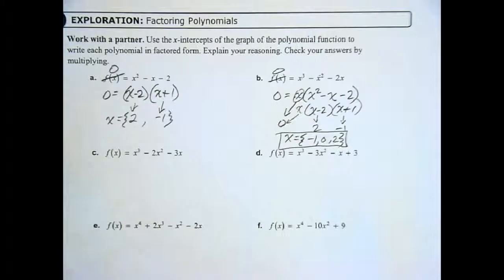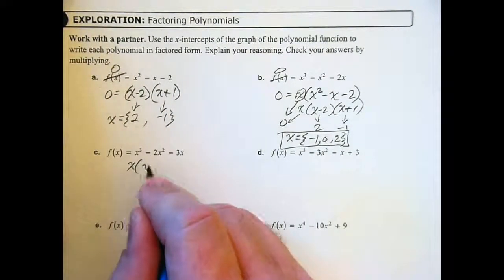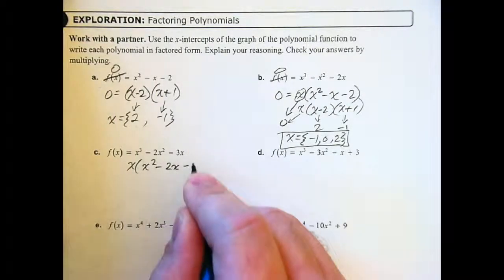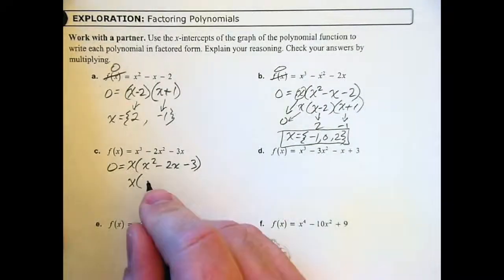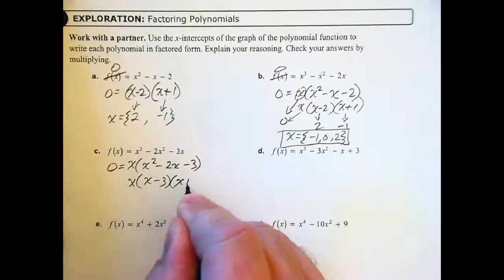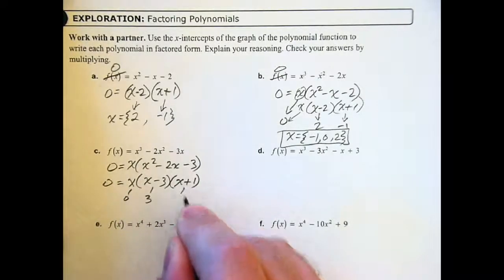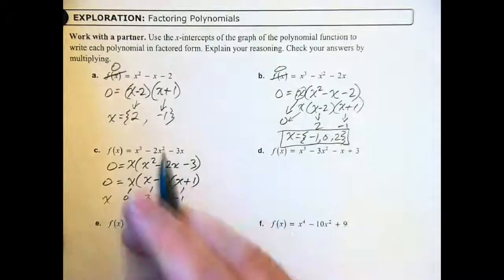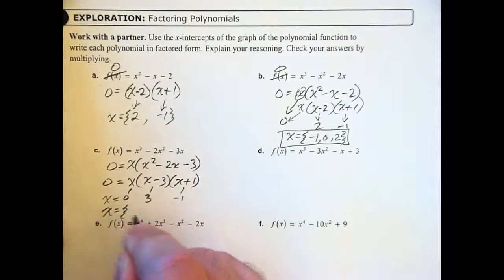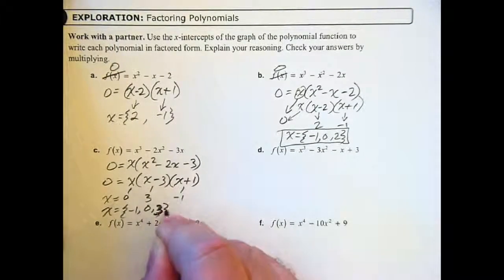Any questions on those two? So don't forget the greatest common factor. Can we do that on C? Yeah, in fact, we could take the greatest common factor out here. We get an x times x squared minus 2x minus 3. We set all that equal to 0. That gives us x, and this part factors to x minus 3, x plus 1. And so our 3 zeros are 0, 3, and negative 1. So x equals those things.